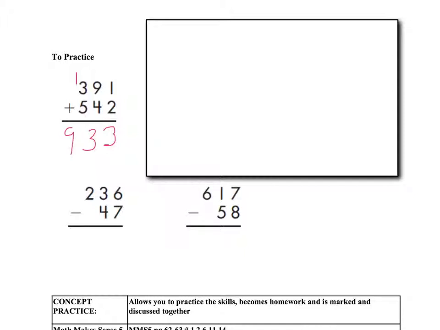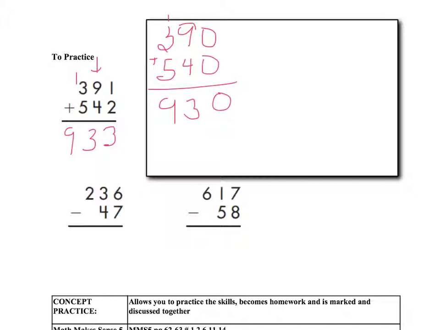Now I'm going to use estimation to check, and I'm not going to use front end because that's not very effective. I'm going to use benchmarks to the hundreds place. 390, 91 would be closer to 90. 542 would be closer to 540. And let's add those. 0 plus 0 is 0. 9 plus 4 is 13. Carry the 1. 3 plus 5 is 8 plus 1 is 9. And 930. Yes, very close. I've probably got a correct answer.